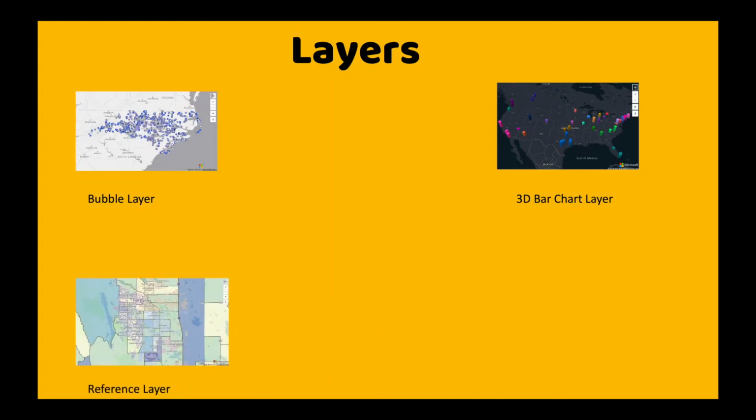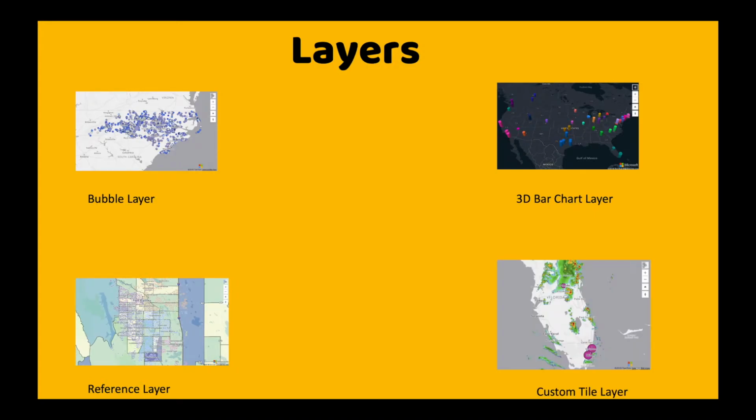Third is the reference layer. Well, the reference layer overlays additional data layers to add more context. Power BI currently allows a single dataset to be connected to a visual. However, when working with maps, it is often desirable to be able to overlay additional data layers to add more context to the reports, and that's where it comes into the picture.